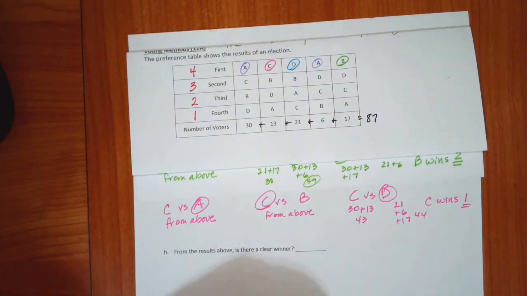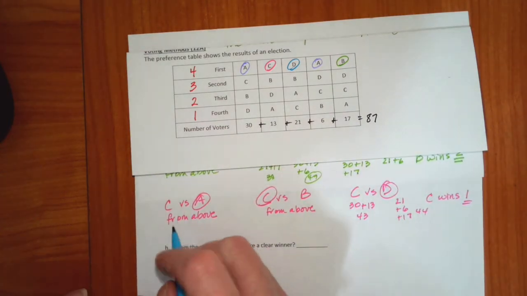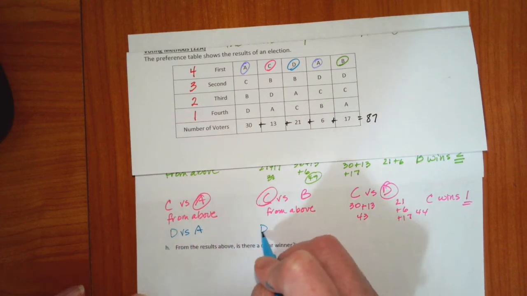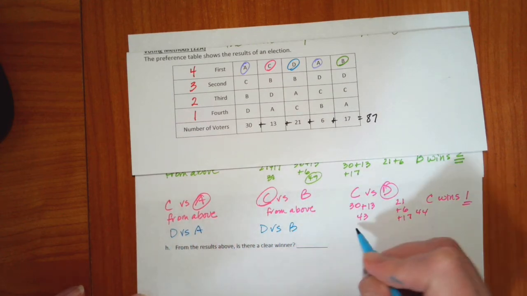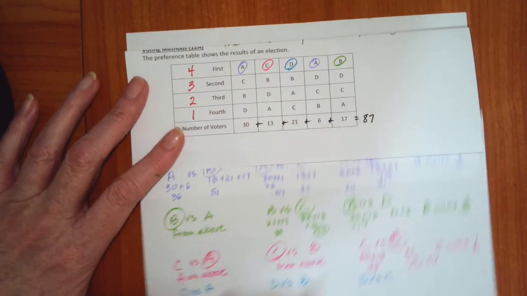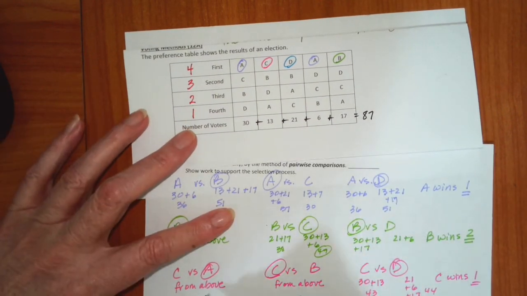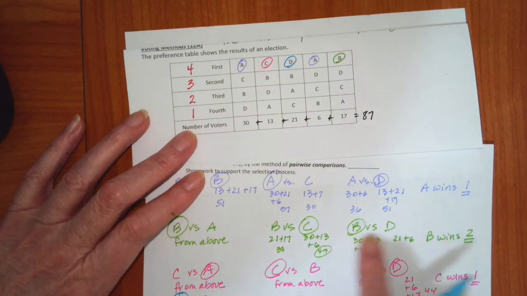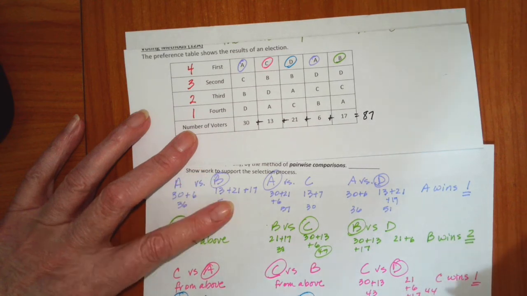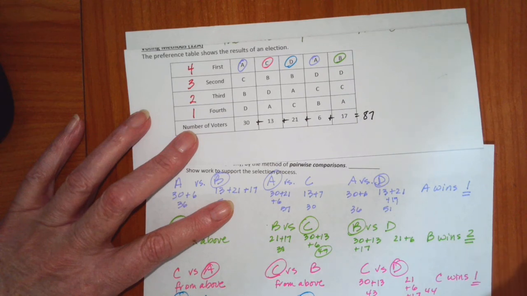Now the cool thing is by the time you get to D, you've already done them all. So for D versus A, D versus B, and D versus C, you've already done them. So D versus A was D, D versus B was B, and D versus C was D. So D wins 2.